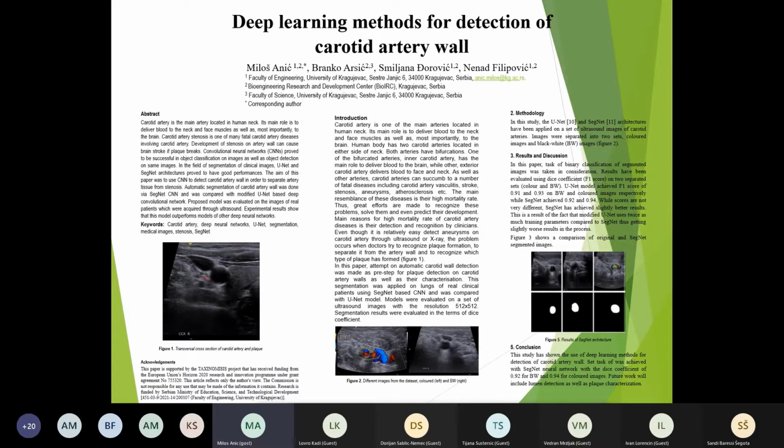On this figure 5, I don't know why it's 5, it should be 3, shows the comparison of the original and SegNet segmented images, where it can be seen that SegNet has very smooth edges, unlike manually segmented images.